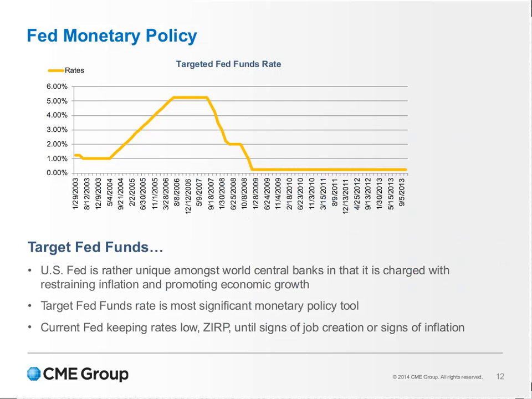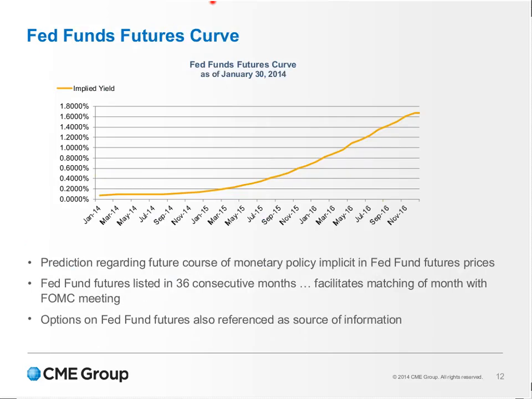The U.S. is rather unique amongst world central banks in that it has a dual mandate. It's mandated both with facilitating economic growth as well as restraining inflation. Targeting the Fed funds rate is, as I said, its most significant policy tool. With our current environment of zero interest rates, we have been told we will see zero interest rates until we see some inflation and a pickup in jobs creation. We're starting to see that, and we're starting to see the participants talk a little bit about it. So we'll see how that may change.